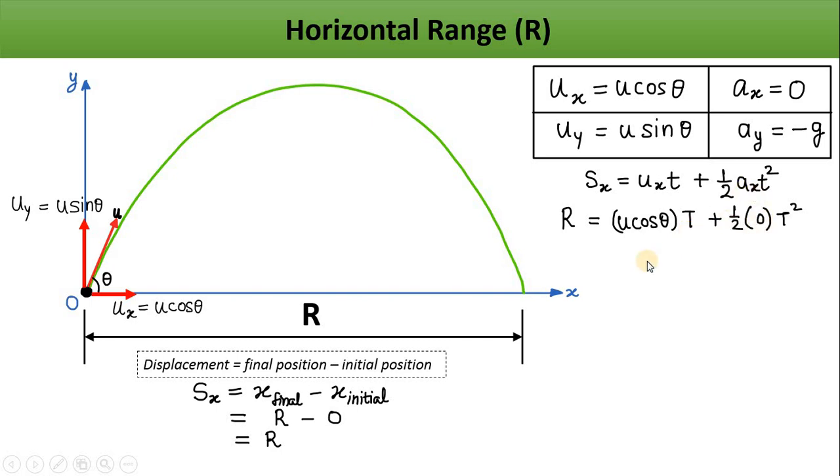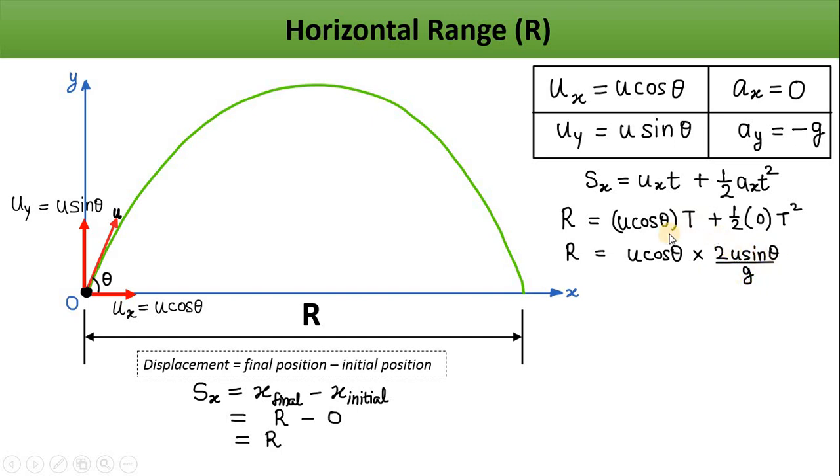And Ax is 0. So now we are substituting here the formula for time of flight t, which is 2u sin theta by g. You can go back to the video once again and see. Just a few minutes ago we have derived this formula. Time of flight is 2u sin theta by g.